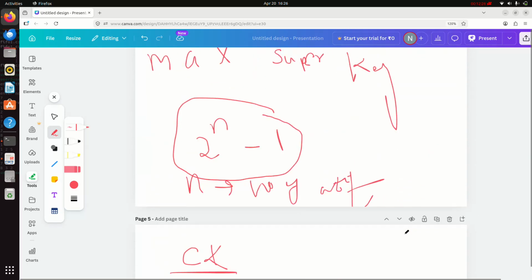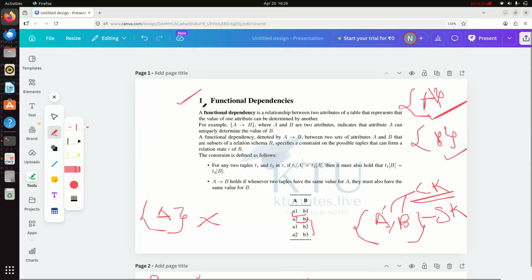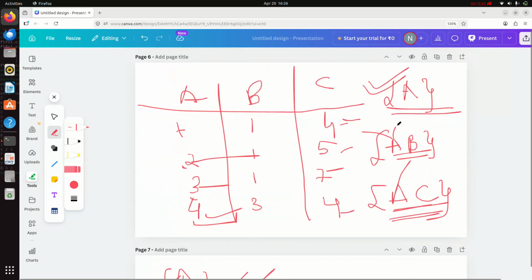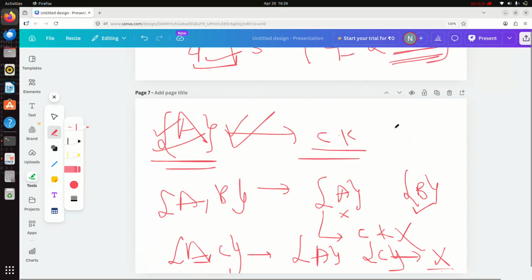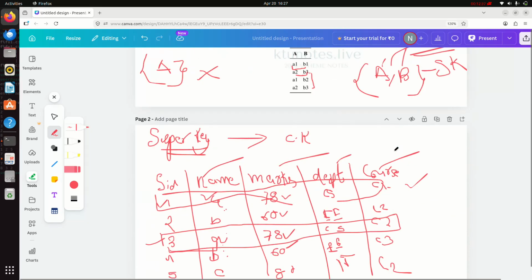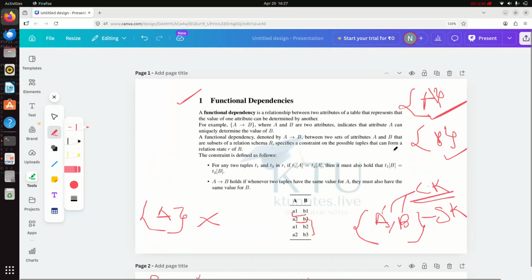If you understood this much, we can easily understand functional dependency. Right now we have learned in detail what we mean by super key and candidate key. If we know this clearly, then we can understand functional dependency.